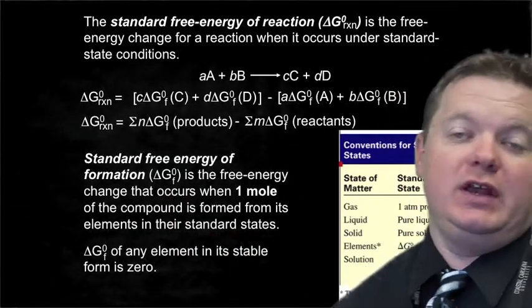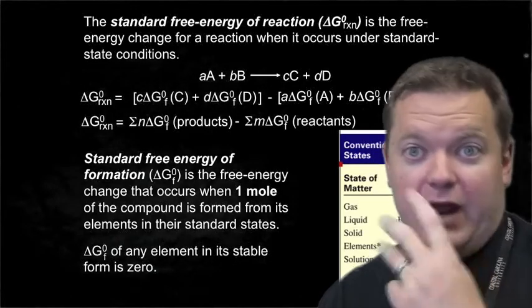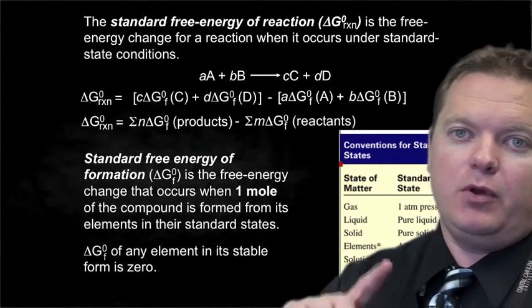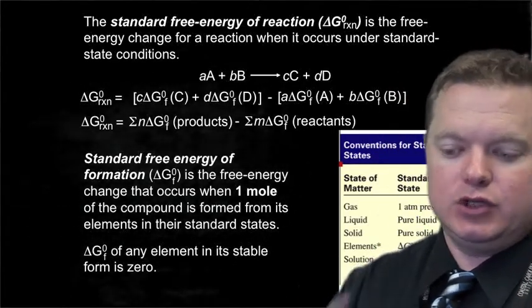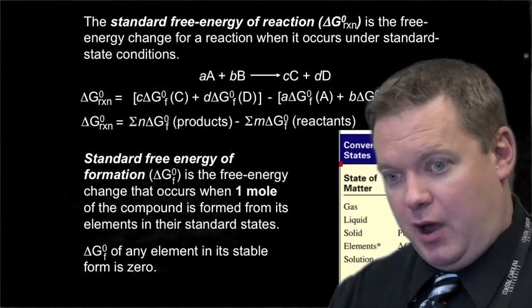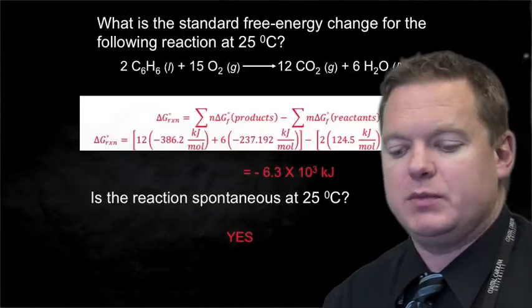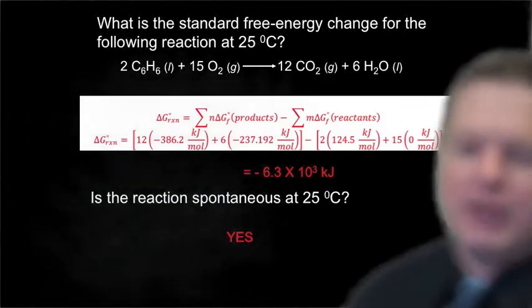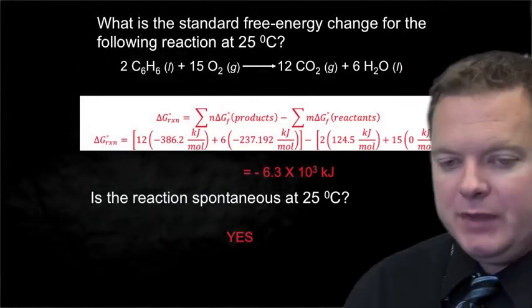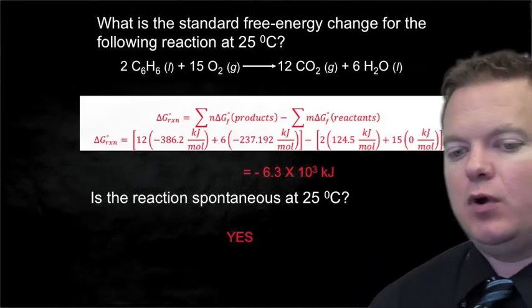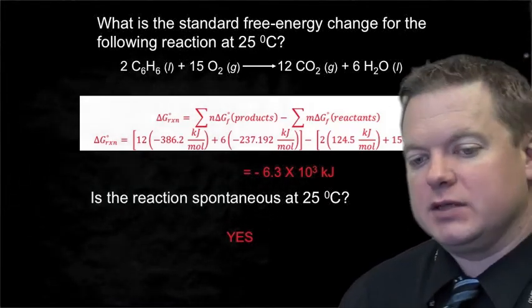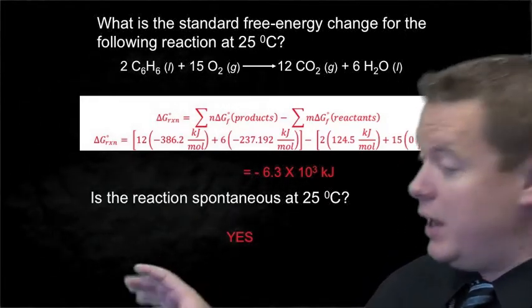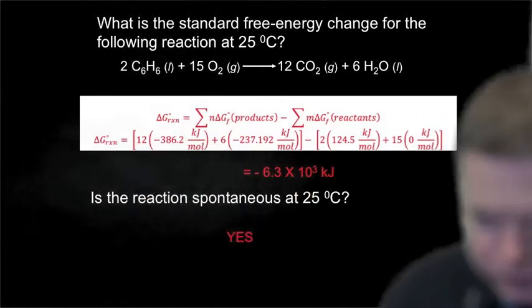Again, as we've seen in class already, those tables have the 3 thermodynamic variables: the delta H, the delta G, and the entropy, or S value. So we'll look them up. We can do a calculation just like we've done before when we look at 2 C6H6 plus 15 oxygens to form 12 carbon dioxides and 6 waters. We could calculate that just like we have before.